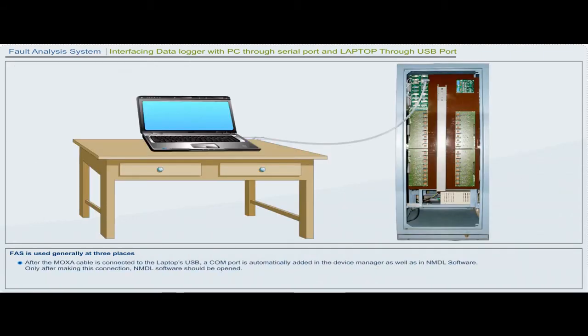After the MOXA cable is connected to the laptop's USB, a COM port is automatically added in the device manager as well as in the Nmdl software. Only after making this connection, the Nmdl software should be opened. Now we find the COM port listed in the communication settings screen of Nmdl for selection.